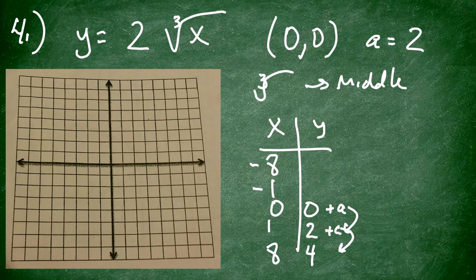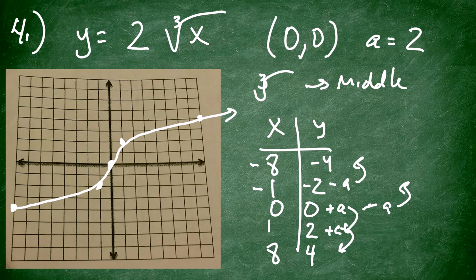Now, if I go this way, I have to subtract a. So 0 minus 2 is minus 2. Minus 2 minus a is minus 4. So that's how I do that without using the calculator. If you want to use the calculator, you can totally do that. That's an option as well. So I go left 8, I go down 4. I go left 1, I go down 2. 0, 0, right 1 up 2. Right 8 up 4. So just like I thought, the graph's going to make an S shape.